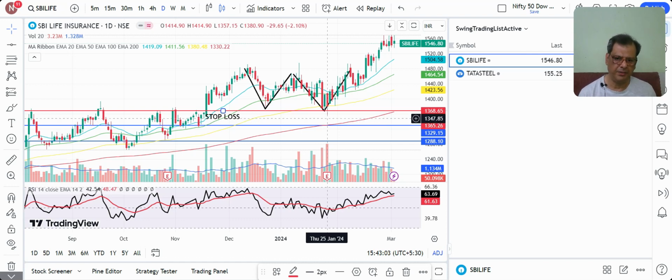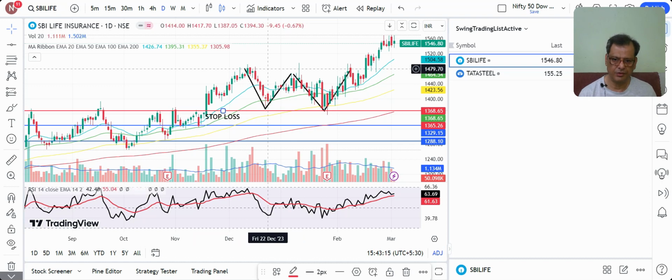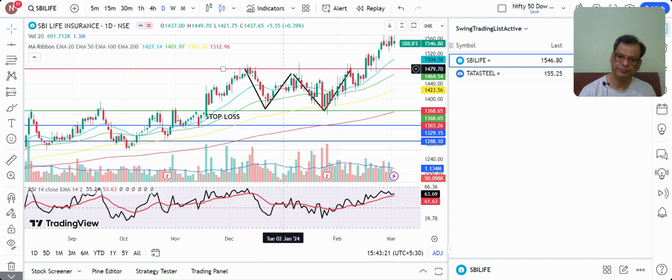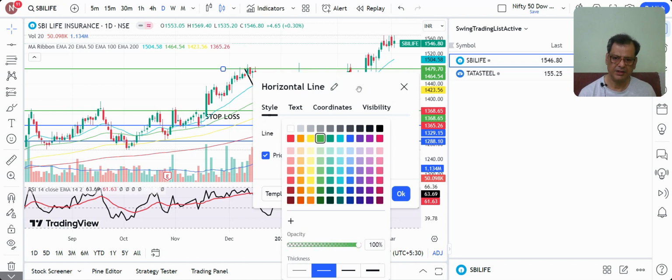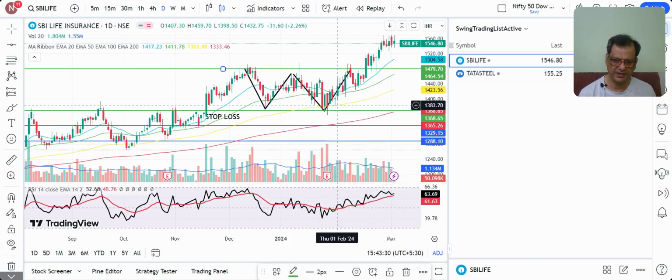And where would your entry be in this pattern? Assuming that you are not part of this rally, this rally, this rally. Okay, so it's rally, drop, rally, drop, rally. So your entry would be above the neckline here. I'm going to make this green just so that it's clear that we are going to take an entry above this. When price breaks above the neckline, you would go in for an entry. You put in a stop loss or a limit order here, where you cross the neckline. Your stop loss is below here.